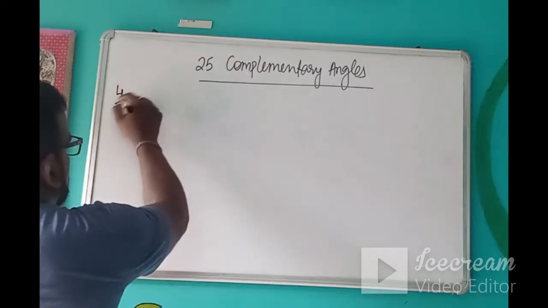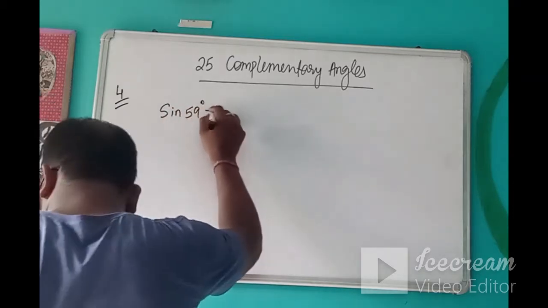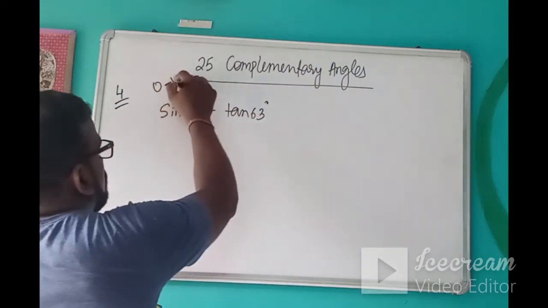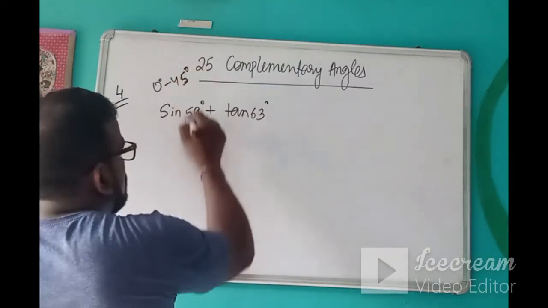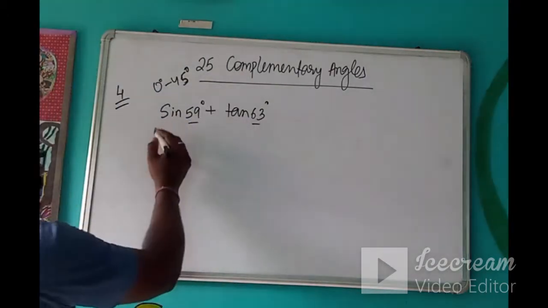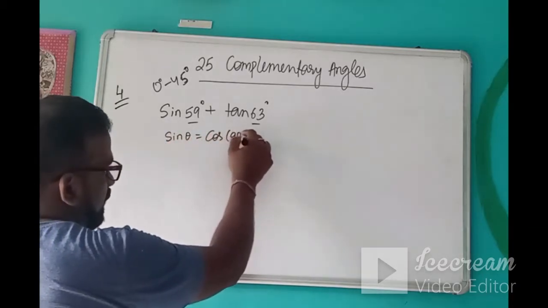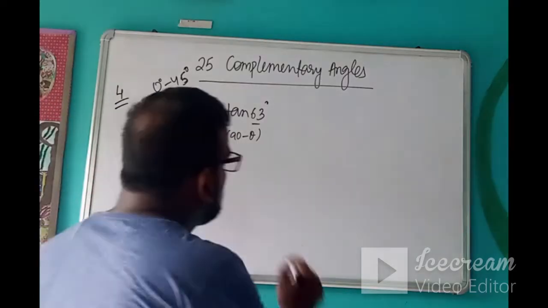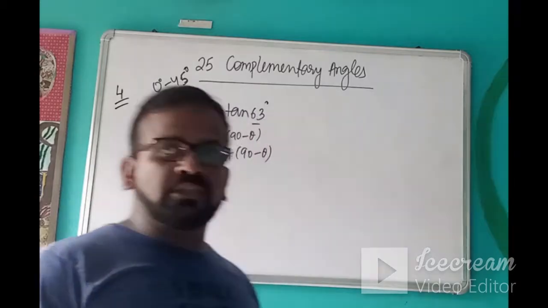So let's see question number 4. In this, what we have to do, we have to write the angles from 0 to 45 degree. So we have to convert these angles into the range 0 to 45 degree. What we will do in these type of questions: if you remember, sine theta was cos 90 minus theta, and tan theta, that we have discussed, was cot 90 minus theta. Okay, so these two things were there.